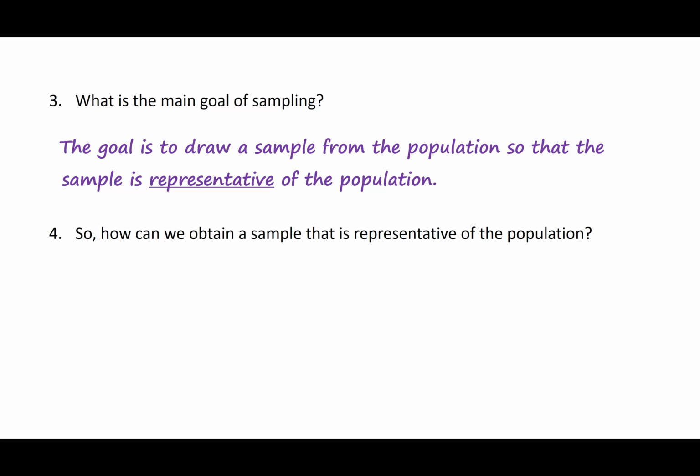And so how do we do that? Because human beings are really, really horrible at actually drawing something that's truly representative sometimes. So randomly select individuals. So randomly select individuals that will be in your sample.